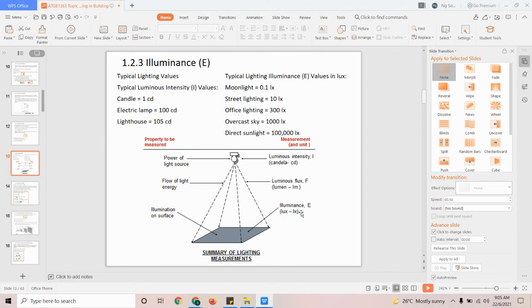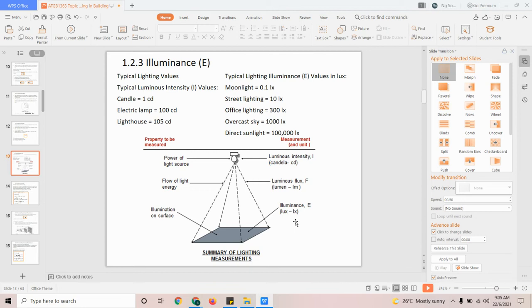But if the lighting that you installed is not enough, you'll find that this area will not be really fit for purpose. So that's why the study of this calculation is very important when it comes to buildings.